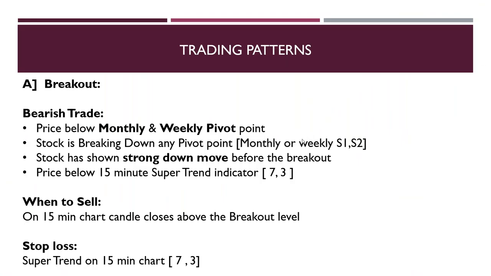Now the bearish trade is totally the reverse of this trade. Price is below the monthly or weekly pivot point, which means the stock is bearish. The stock is breaking down any pivot point, say monthly S1 or weekly S1 or weekly S2. The stock has shown a strong down move before the breakdown. And the fourth condition is price is below the 15-minute Super Trend indicator. So our entry would be on the 15-minute chart when the candle closes below.